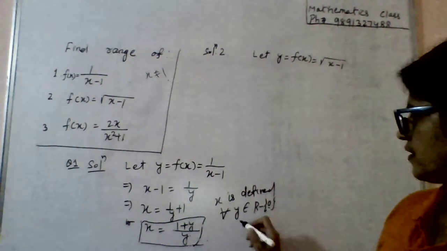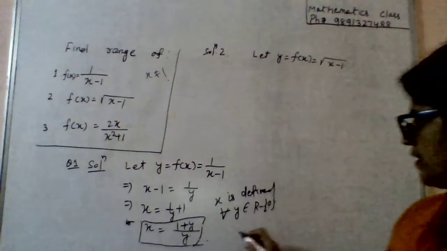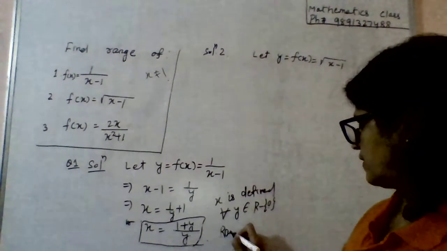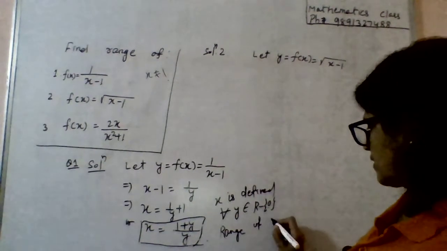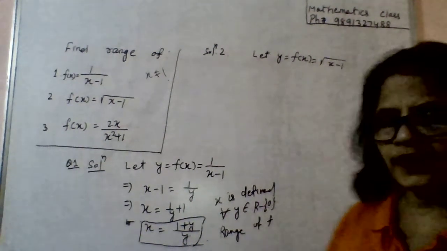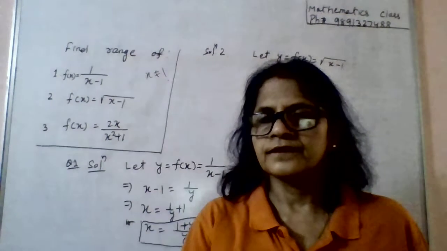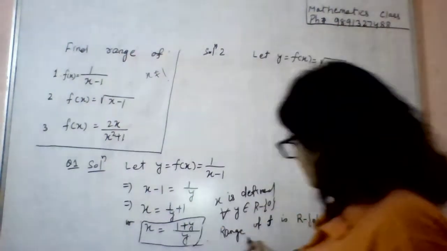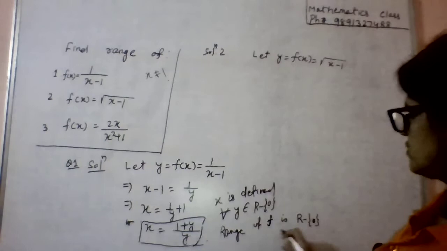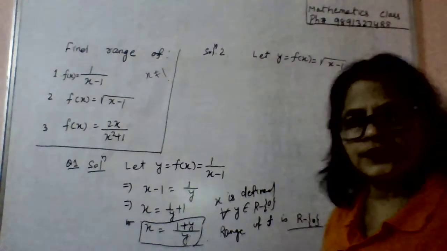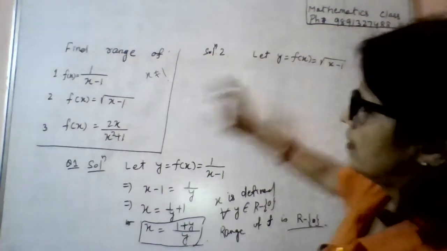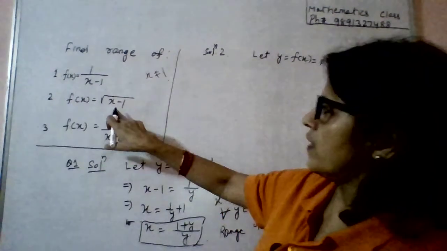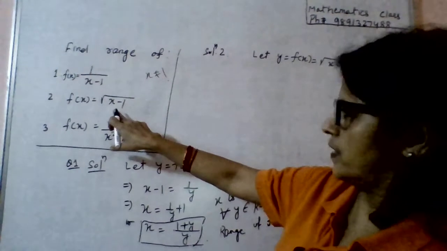So here you see, the range of f is, we got the range of the function. It is any real number except 0. The logic clear? Second question is, find the range of f(x) equal to under root x minus 1.